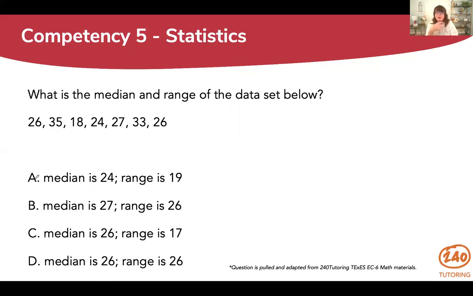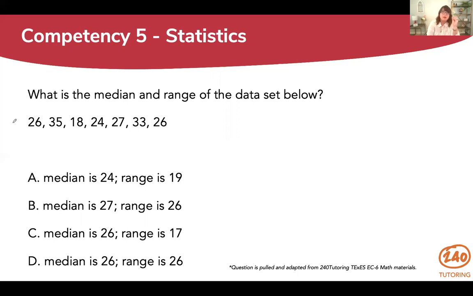So that's statistical verbiage you need to know. It says, what is the median and range of the data set below? So you need to know those things. Mean is average, where you get the sum of all the numbers and divide by that number of add-ins. The mode is the number that occurs most frequently.